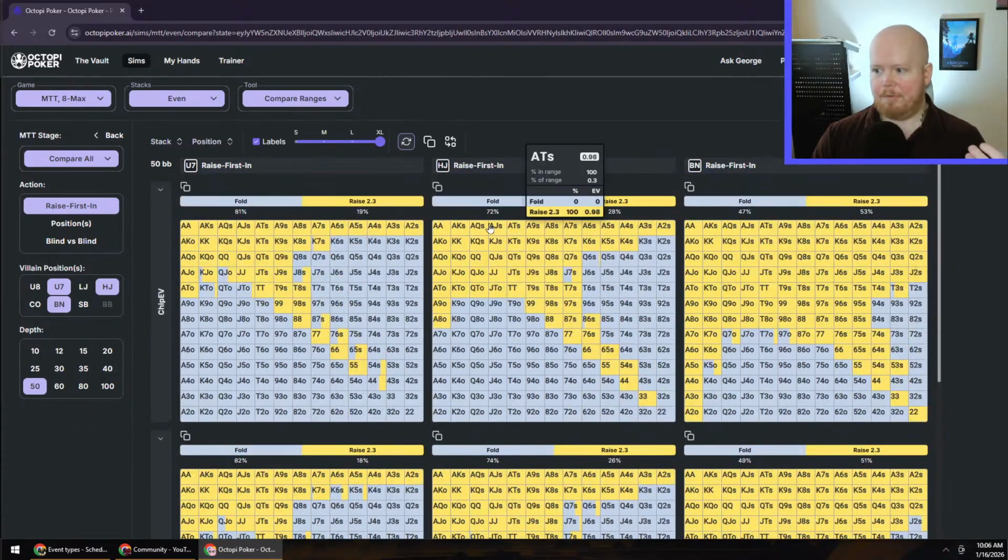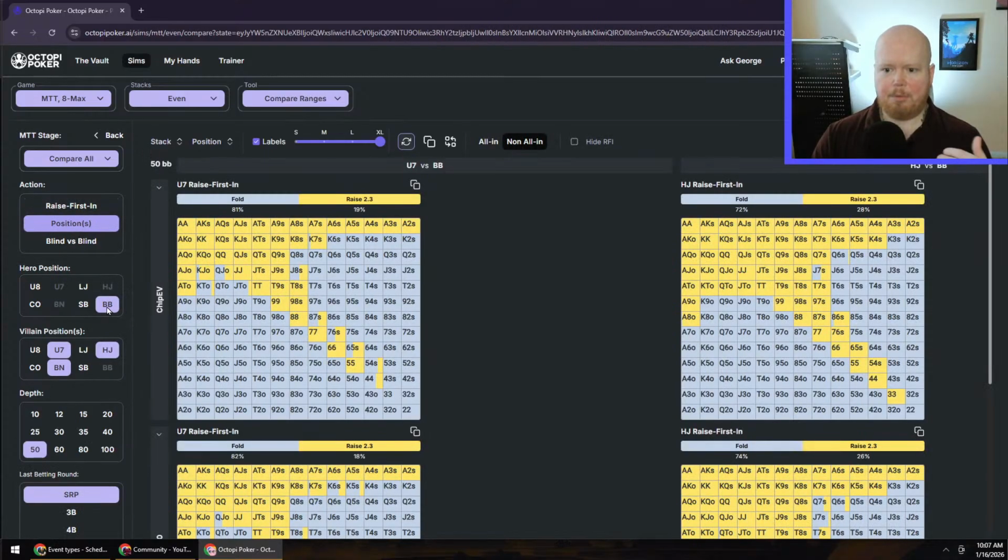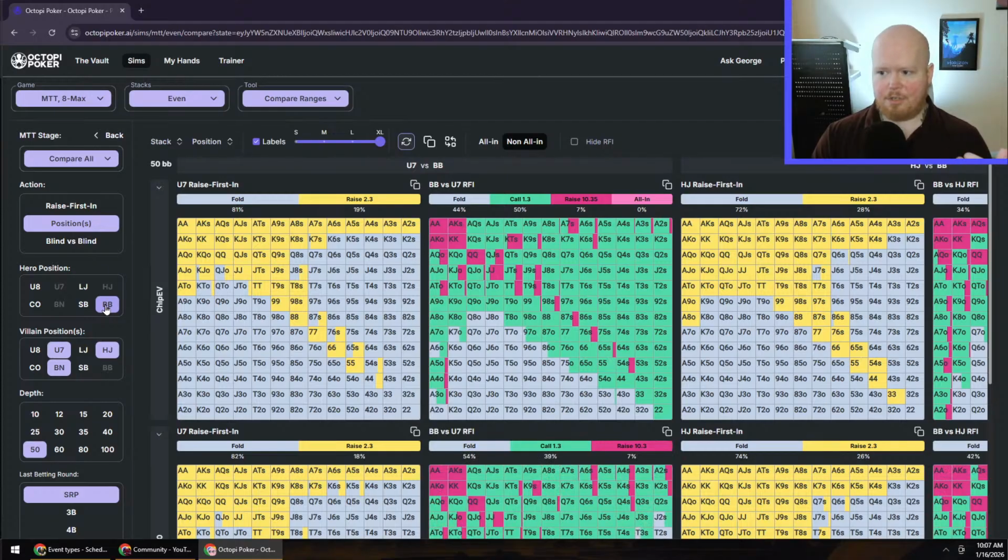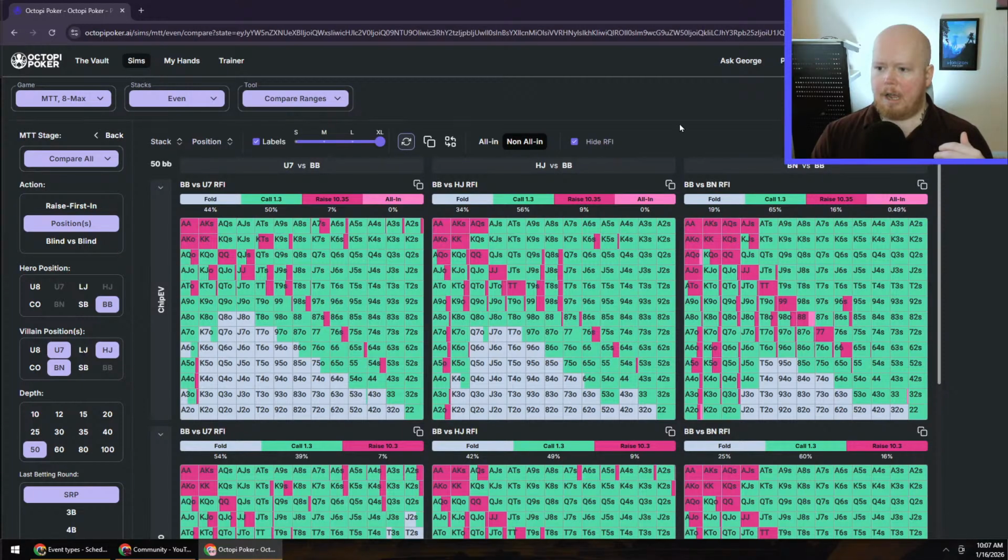As you can see here, we've got 19% and 18%, 28%, 26%, 53%, 51%, right? So not a massive change one way or the other. But if we look at, for example, the big blind defending ranges against these strategies, and we then hide the raise first in, you can now see that things are starting to shift just a little bit, right?